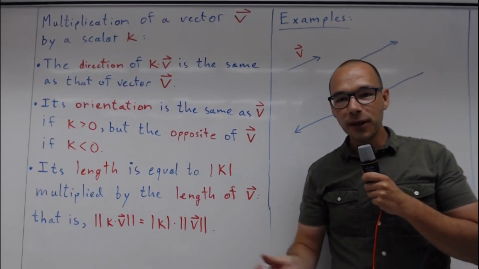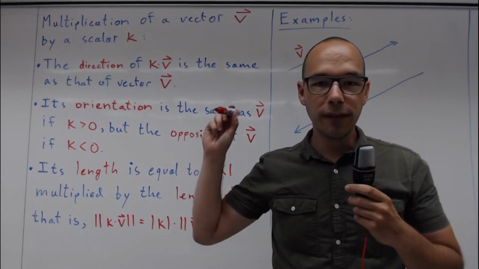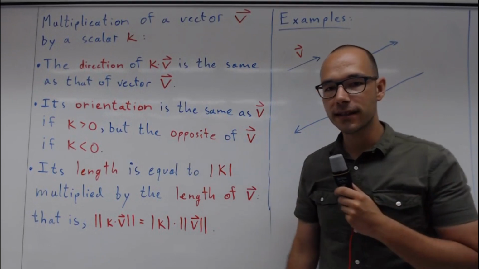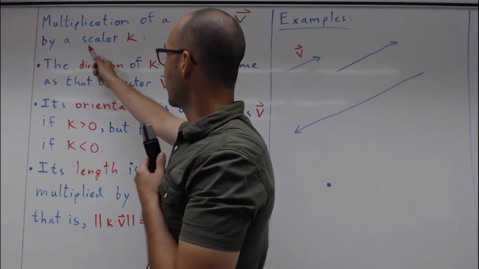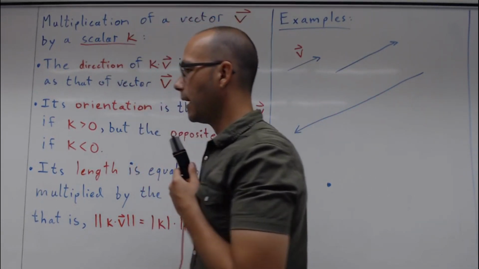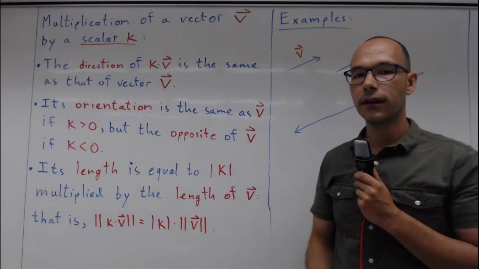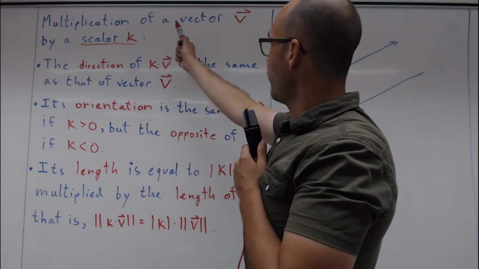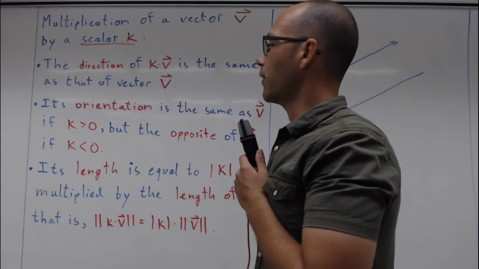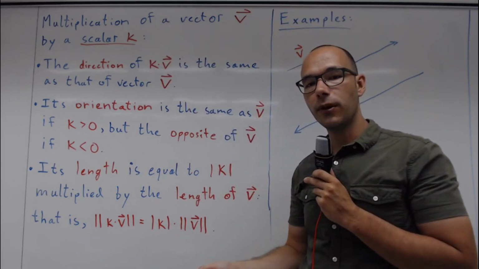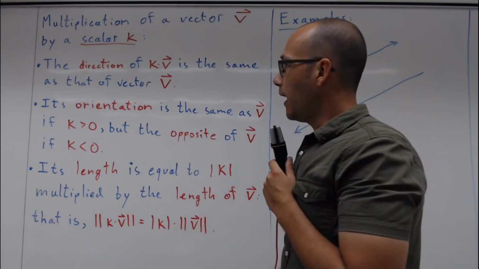Okay, so now we're going to be looking at the multiplication of a vector by a scalar. And what is a scalar? Well, a scalar is just a constant number. It's not another vector. So for the multiplication of a vector v by a scalar k, we're going to call this constant number k. Well, what's going to happen?